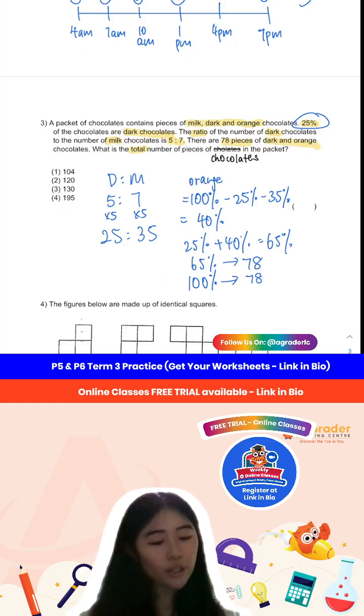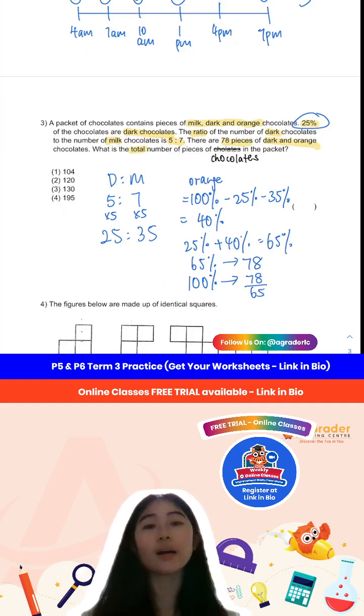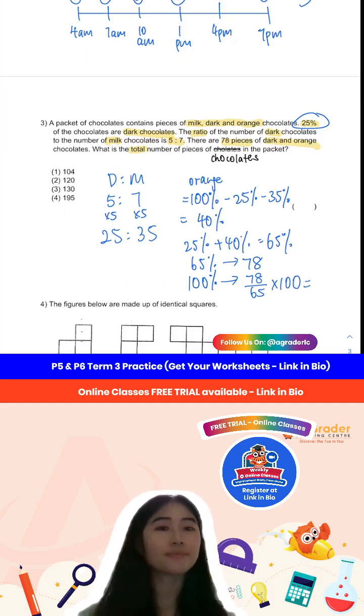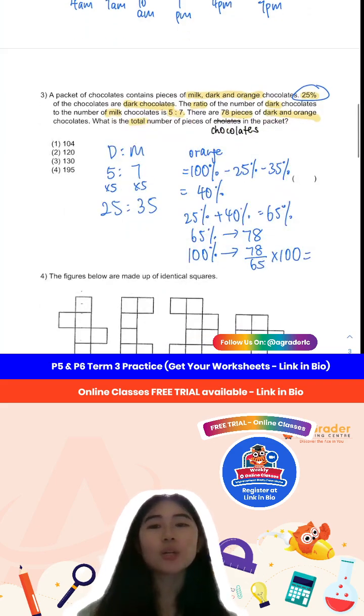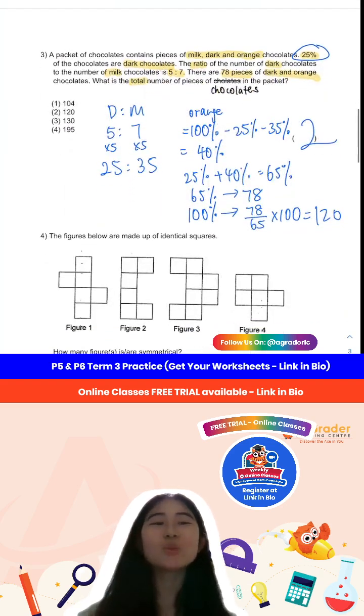You can do this calculation. 78 over 65 represents 1%, and then you can times 100 to get 100%. Okay, so this one you will get 120 as the final answer. This is option 2. Yes, Wong's option 2 is the correct answer, not 3.